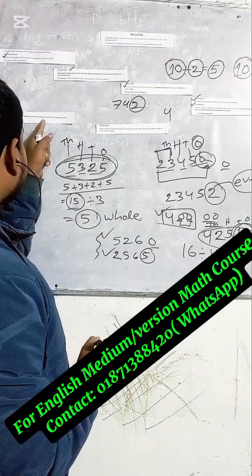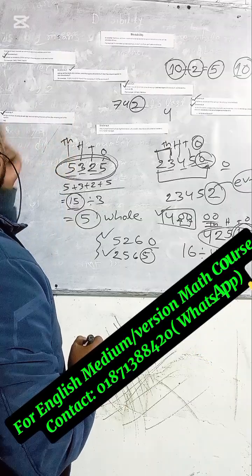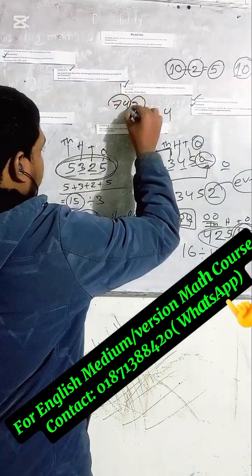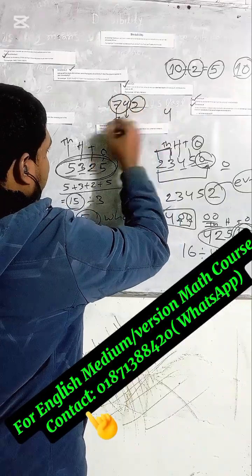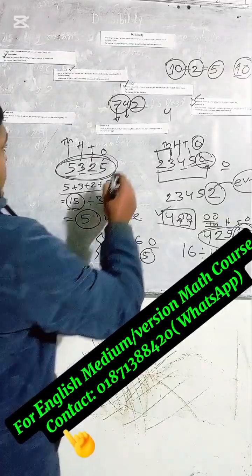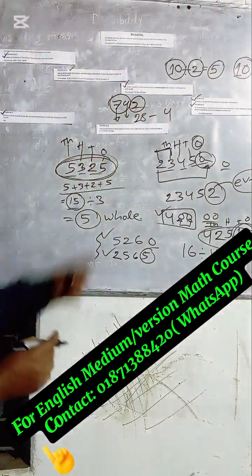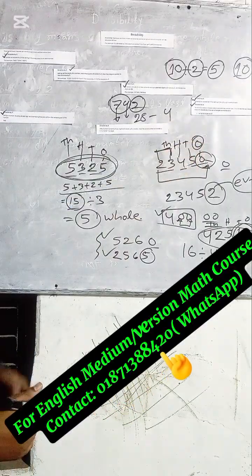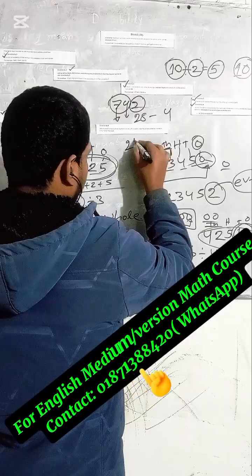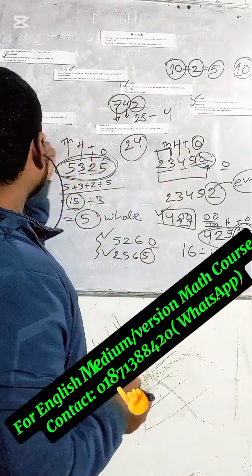Then subtract that product from the remaining part of the number. The remaining part is 74. 74 minus 4. How much? 70. Now, is 70 divisible by 7?